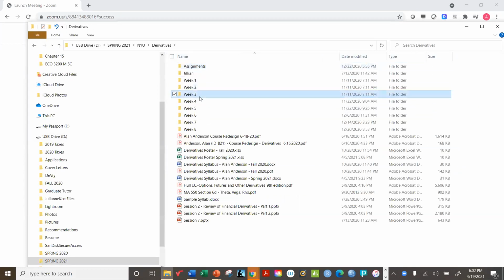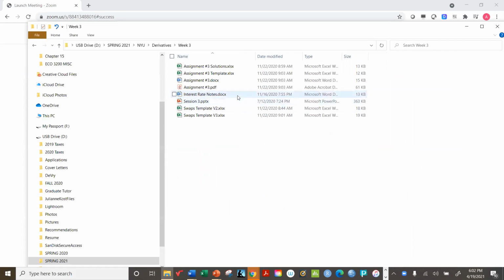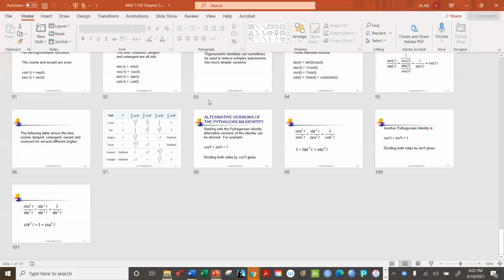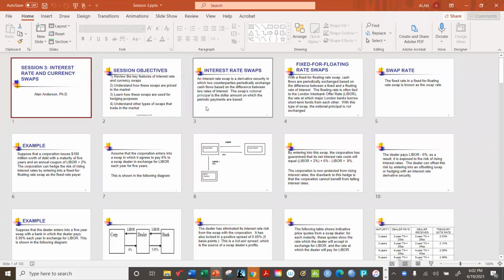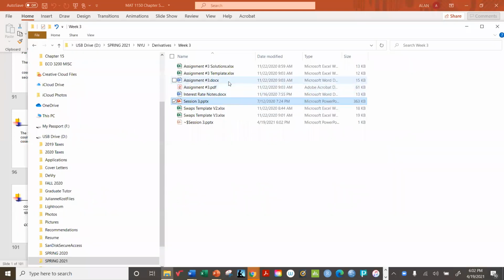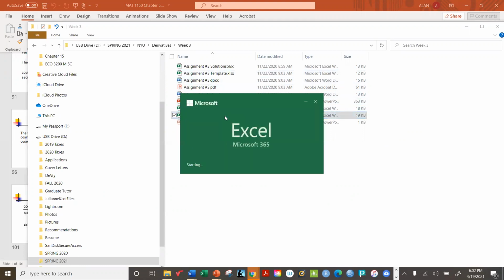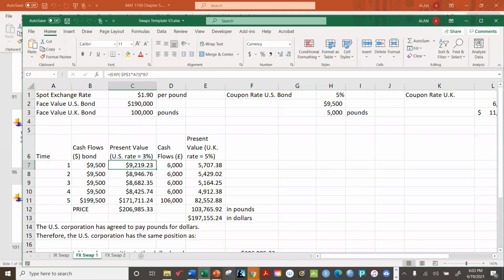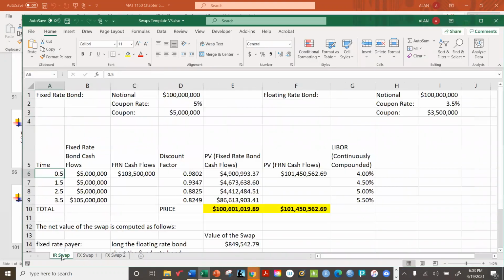All right, this is the third week. And so this week we're looking at interest rates and currency swaps. Now, this week we also have a template set up, because a lot of this work is very time consuming. So I've set up this Excel template, which I did send you a copy of last week sometime, so that we don't have to waste all night setting up these spreadsheets.